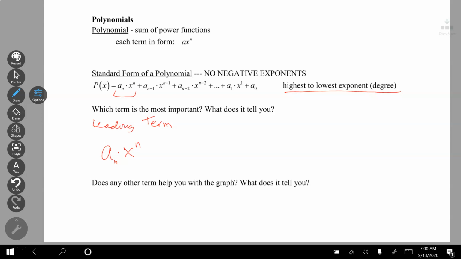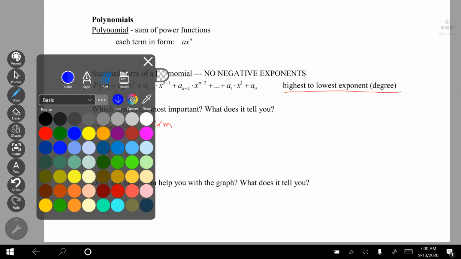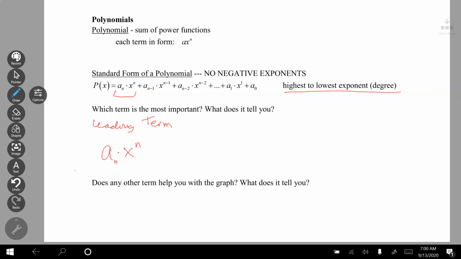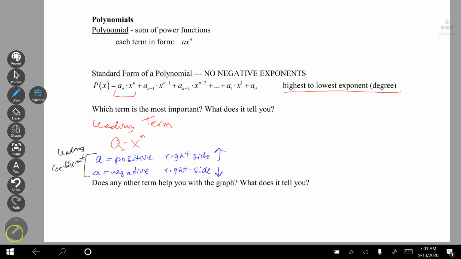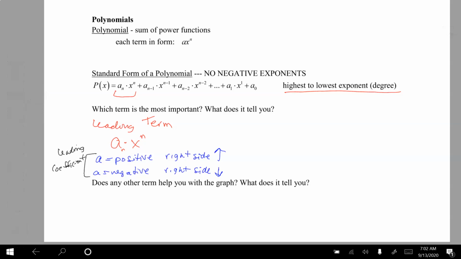So what does this tell you? Well, that a value up front is called the leading coefficient. When a is positive, the right side of the graph will go up to positive infinity, and if a is negative, the right side of the graph will go down to negative infinity. That's the far right side of the graph.